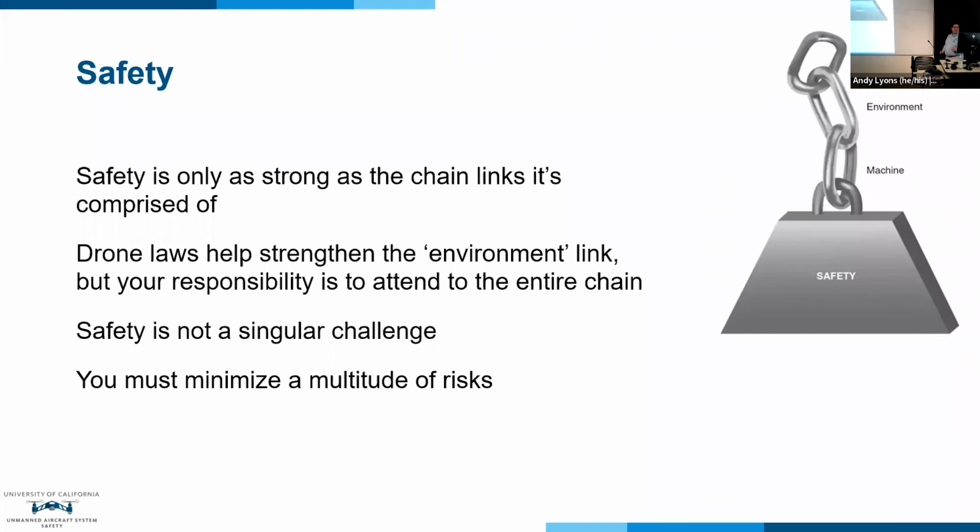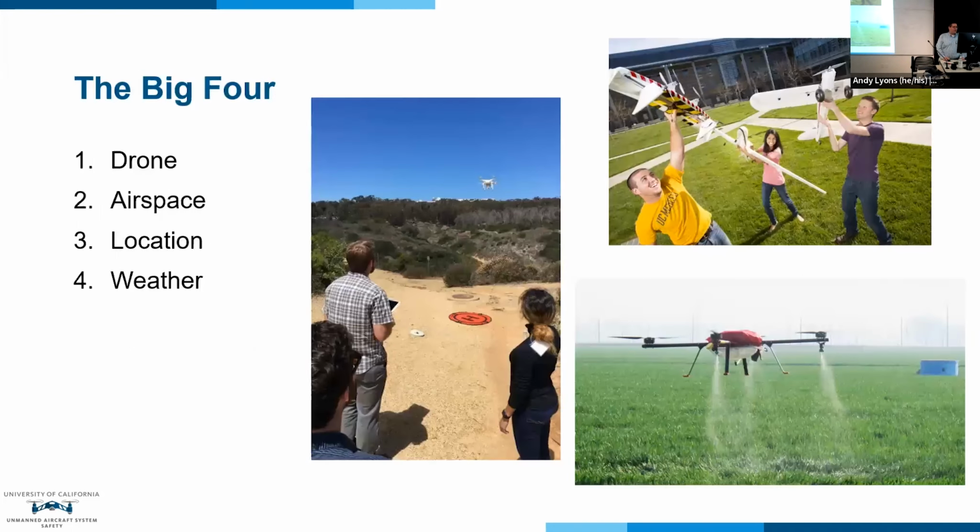So let's talk a little bit more about safety. So safety is only as strong as the links that it is comprised of. So remember, safety is not just, is the drone safe? Safety is, are you the pilot safe? Are you operating in a safe location? And is the drone ready to go? Because anytime that we break one of these links or have a weak link, that entire safety chain will fall apart. And so we have to think about a number of different things as we go through safety.